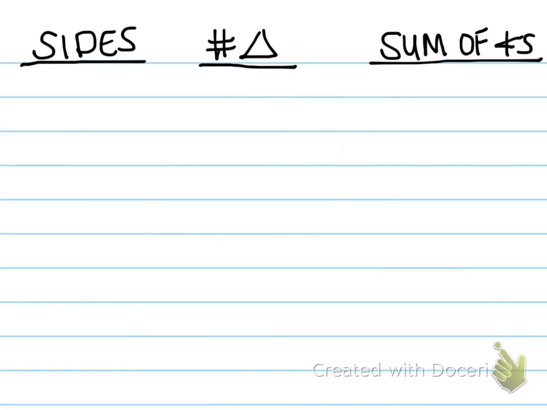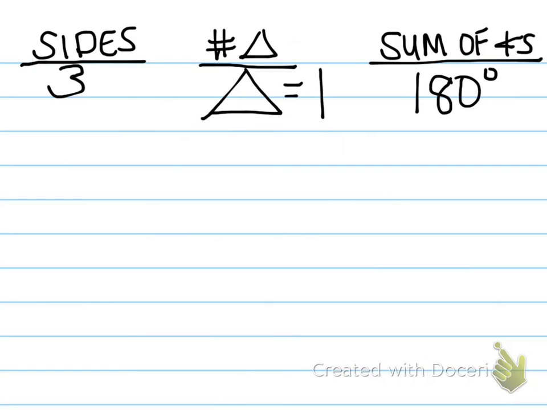And hopefully we're going to come up with a formula, an expression that will help us find the angle sum of any polygon. Okay, so let's start with our triangle. How many triangles are there in a triangle? There's one triangle. And we know that the sum of the angles in one triangle is 180 degrees.